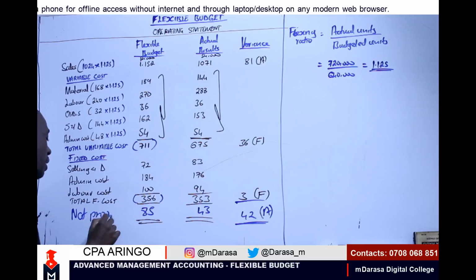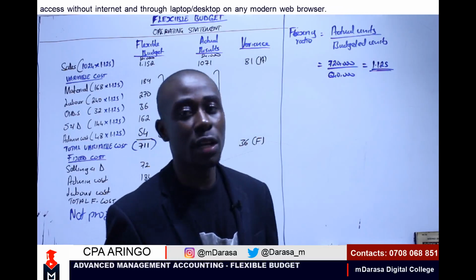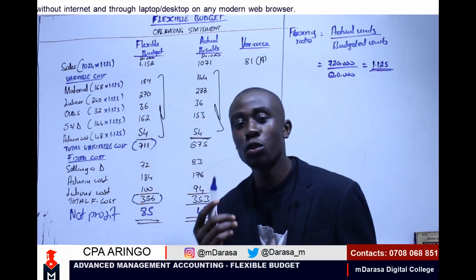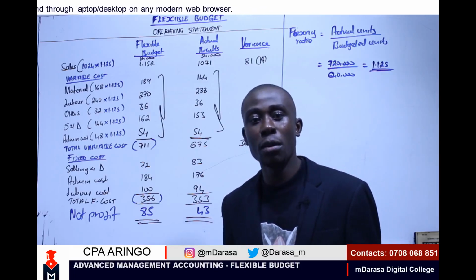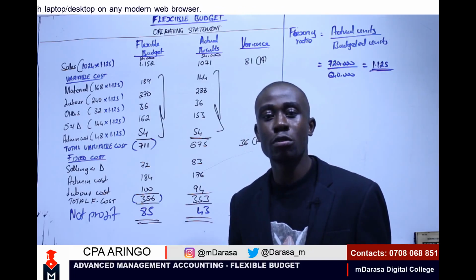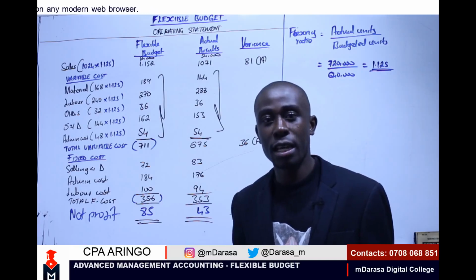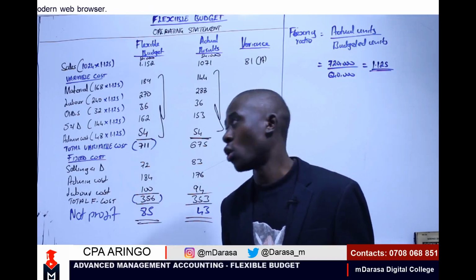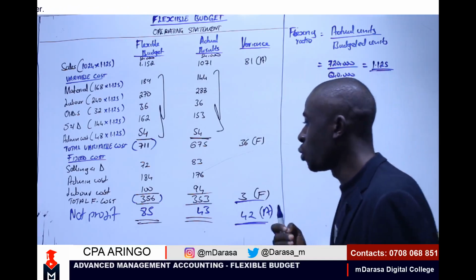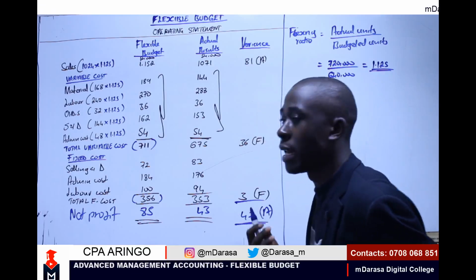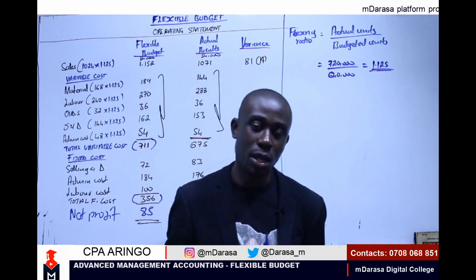So ideally, you can see clearly that working out flexible budget, the key element to grasp is how to determine the flexing ratio. After we have determined the flexing ratio, the items to be adjusted by the flexing ratio are sales and variable cost. So after we have determined this, I believe we should be very comfortable in handling any question when it comes to the aspect of flexible budget.